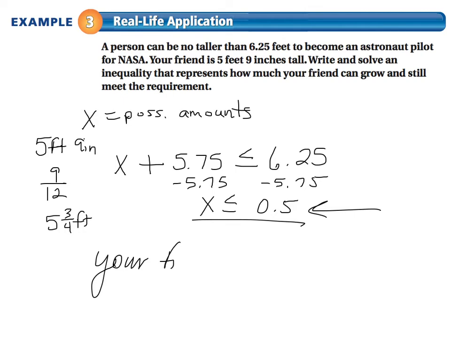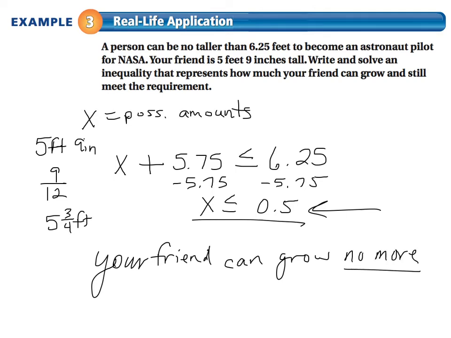Your friend can grow... you cannot say half a foot. Your friend can grow no more than half a foot, or you could say 6 inches, because your friend could grow 2 inches, 1 inch. Your friend may not grow at all. That's all okay. But your friend cannot grow any more than half a foot.